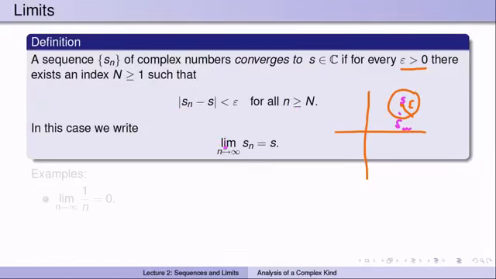In this case, we also use the notation the limit, lim, of s_n is equal to s, and we put n goes to infinity underneath that limit sign to indicate which n we want to go to infinity. Here's an example, from the previous page. The limit as n goes to infinity of 1 over n is equal to 0.